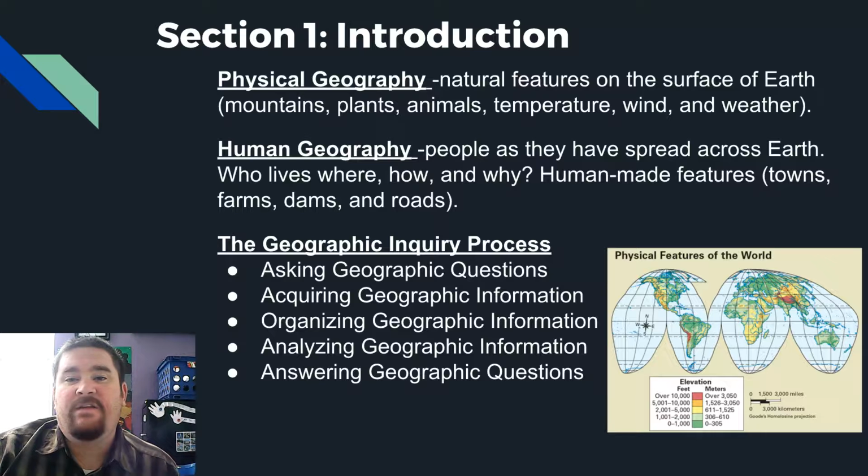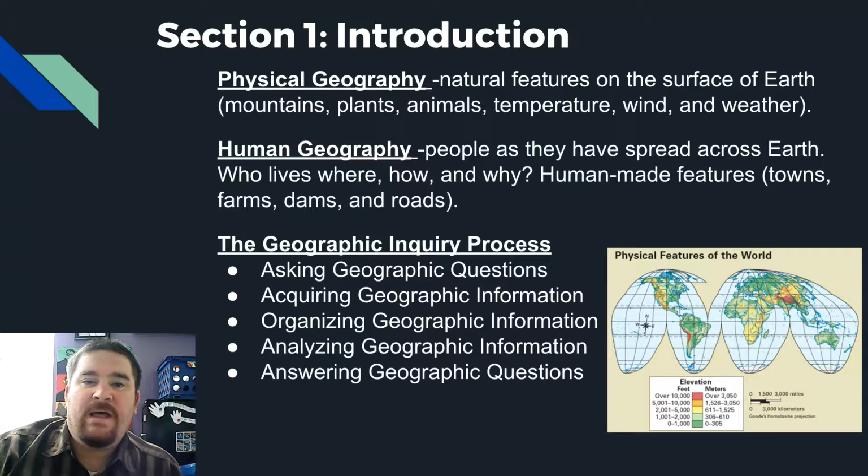Physical geography is the study of natural features on the surface of the earth, such as landforms, mountains, plants, animals. Also, things that aren't necessarily physically you're able to see, but scientific things like the turn of the earth, why we have weather patterns, why we have seasons, why we have temperature and wind. More scientific based type things.